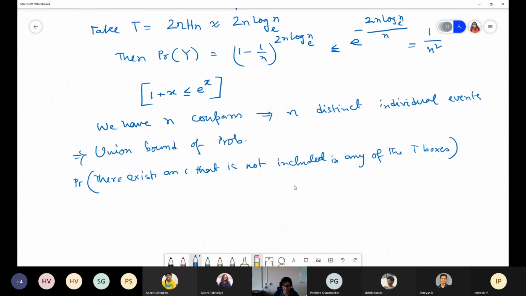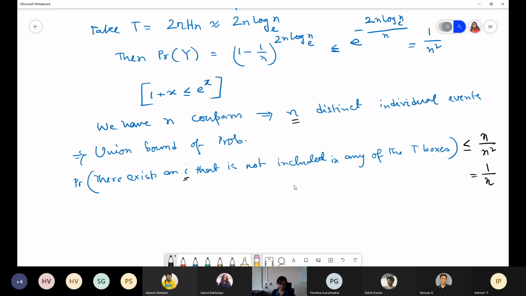So i is now a variable. This i itself becomes a variable. Previously I was considering i as a particular coupon. Here we are considering any i. So this event is what? This is less than or equal to, I have n number of i's, and for each of these i's the probability is 1 by n square. So taking the union bound, what I get is n by n square, that is less than or equal to 1 by n, right?